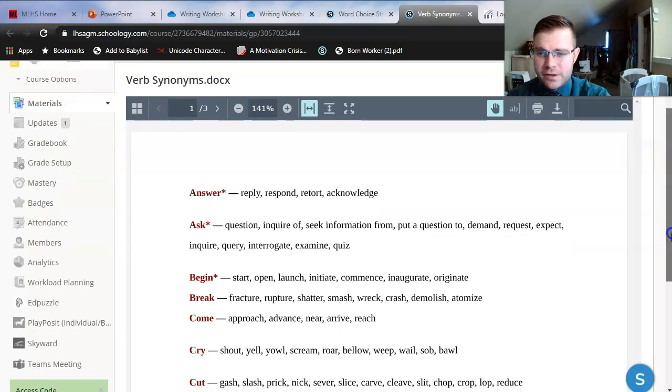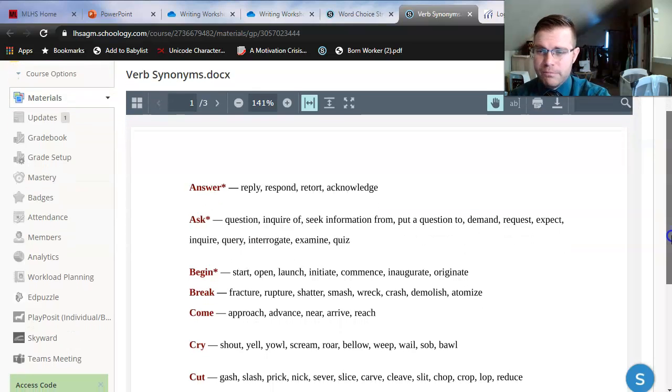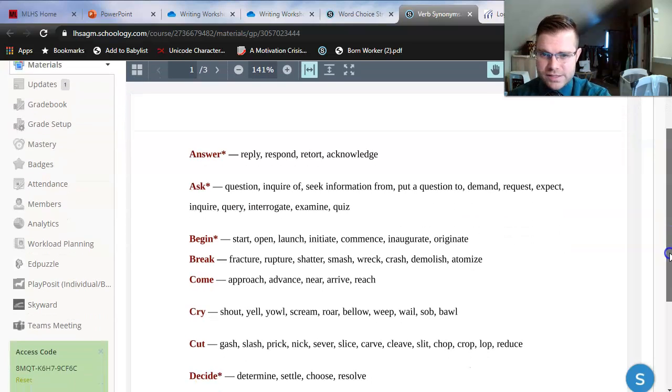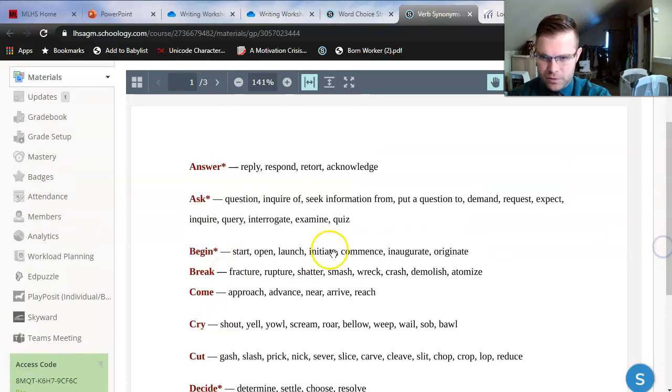Might not be a bad idea to write an entire essay and then come back through this list and see if you used any of these overused verbs. So for instance, ask, for instance, right? You could say, instead of, he asked me a question, he questioned me. He inquired. Seek information from is not the best. He requested. We have inquired there. He interrogated, he examined, he quizzed, right?